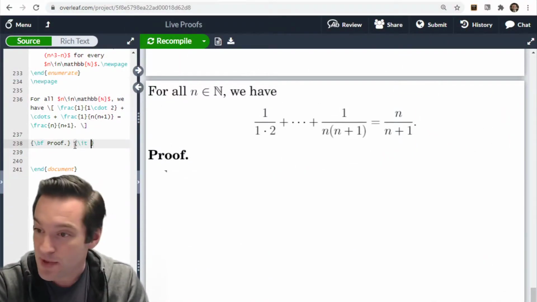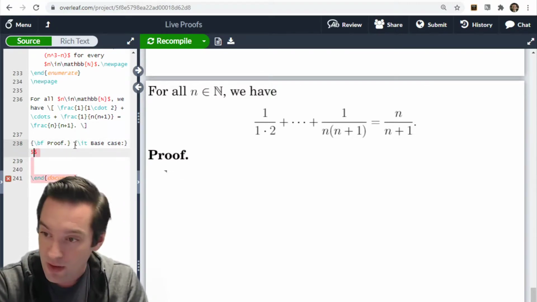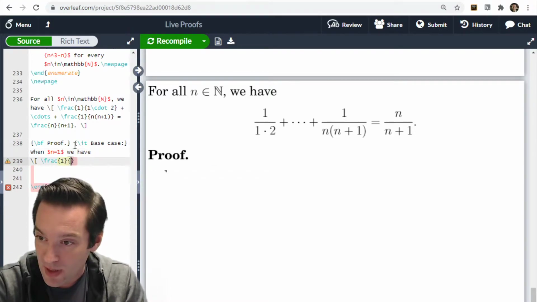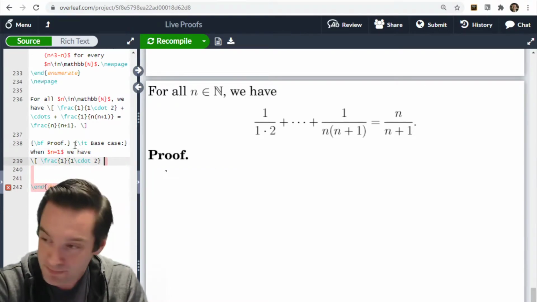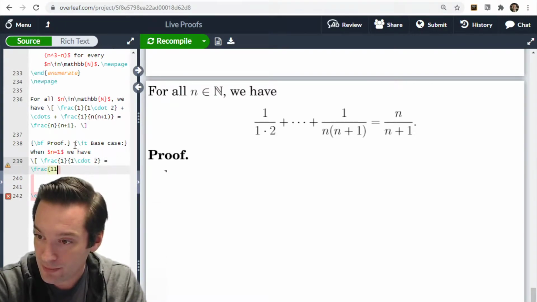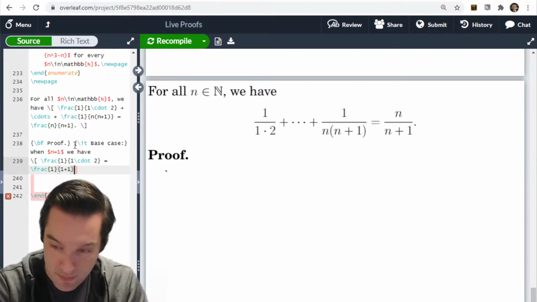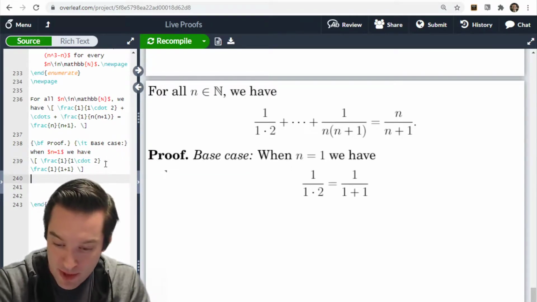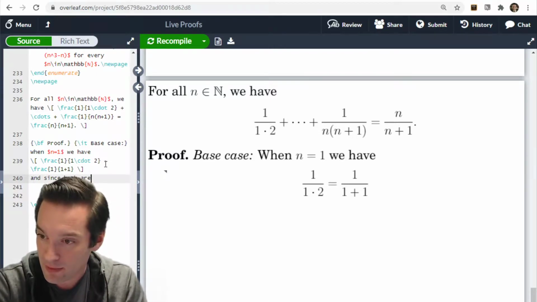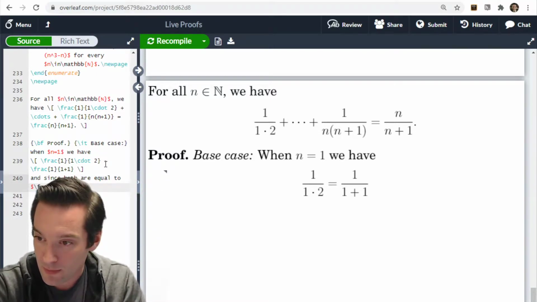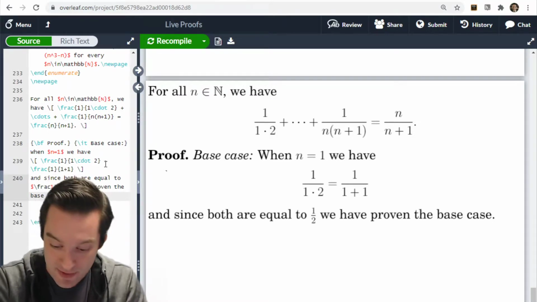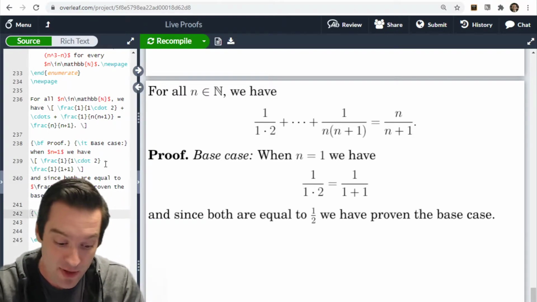Let's quickly dispense with the base case for this proof. When n equals 1, we have 1 over 1 times 2, so just a single term on the left-hand side. On the right-hand side, 1 over 1 plus 1. Since both of those are equal to 1/2, we have proven the base case. I just want to dispense with that quickly so that we can move forward to the inductive case. The inductive case begins with the inductive hypothesis.